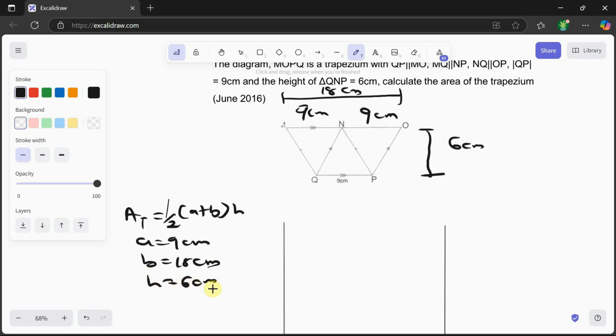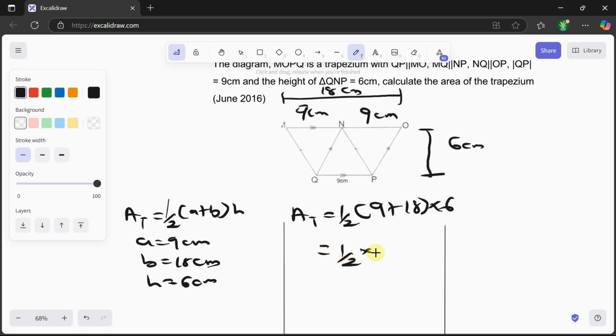Please, in your WAEC, always ensure that you solve. You don't just use the calculator and jump, just say half 9 plus 15 and plug it in. Please break everything down. These are things that make people lose marks. So the area of the trapezium is half times (9 plus 18) multiplying 6. This time, I'm not just going to plug all of this into my calculator, I will solve it.